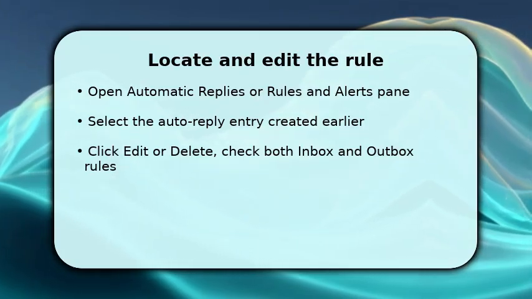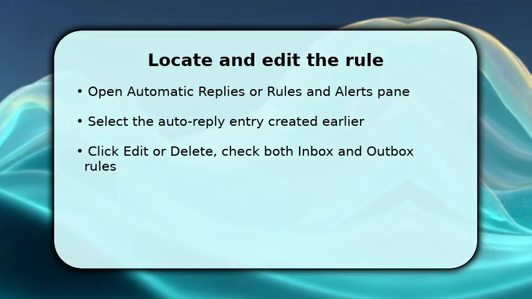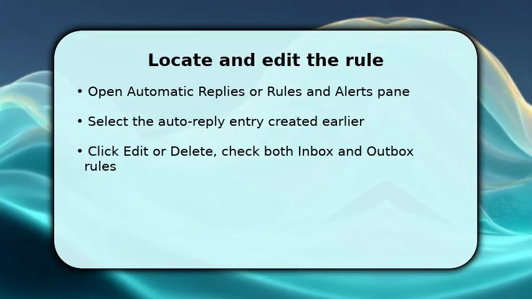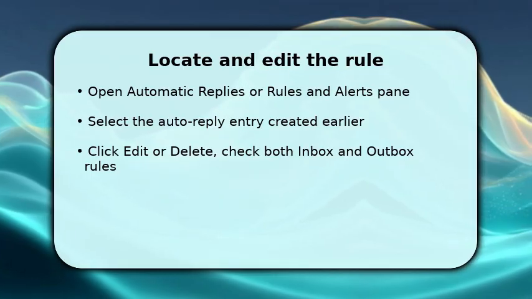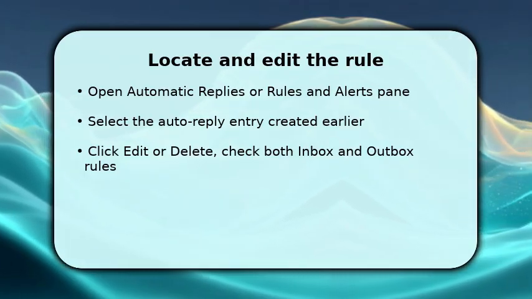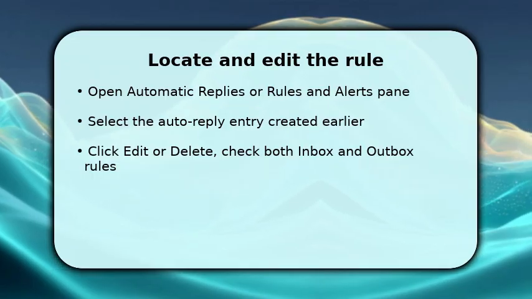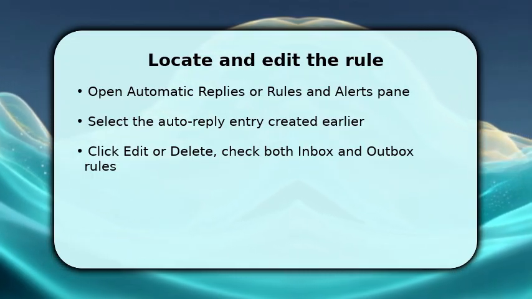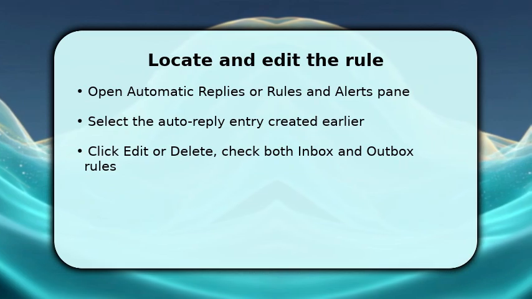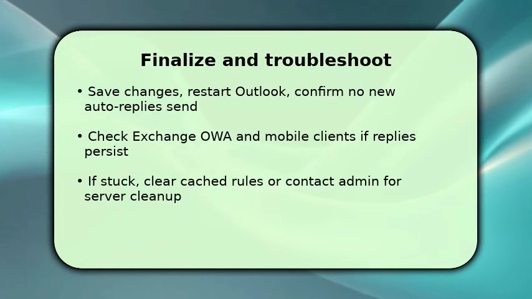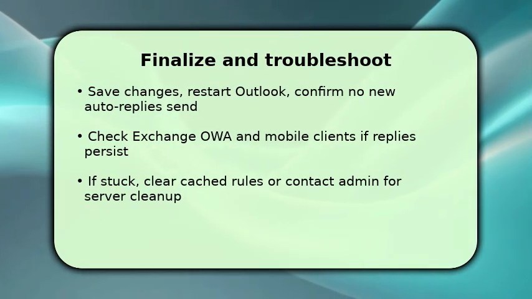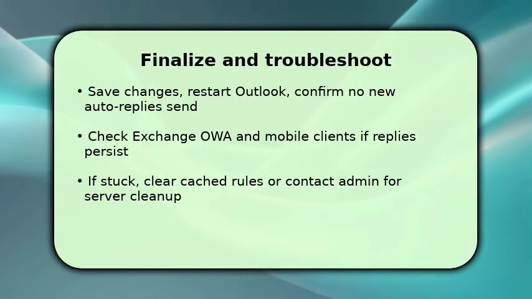Once found, inspect the message text and scope to understand why it triggered. Edit if you want to stop sending but keep the text. Delete if you want it fully removed. Make sure to check for matching inbox and send-side rules so nothing continues to send. Finish by saving your change, then restart Outlook so client-side settings reload. This confirms the rule no longer runs.